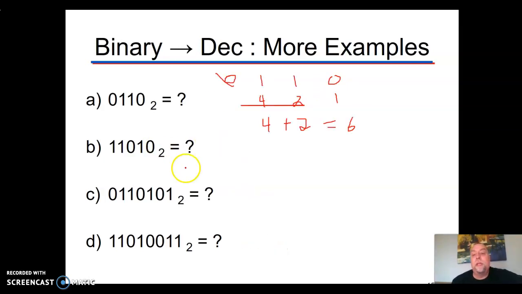Okay? Or 6, I guess you're supposed to put the little base 10 there. Oh, let me do that here.